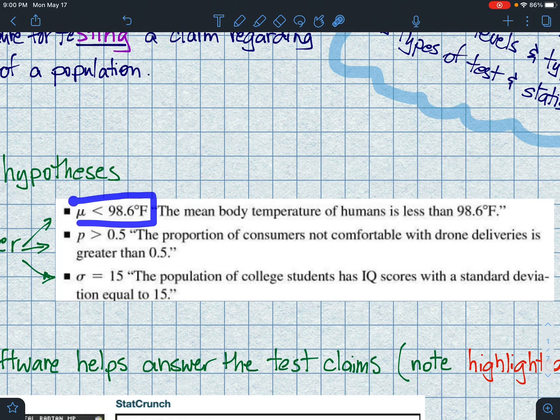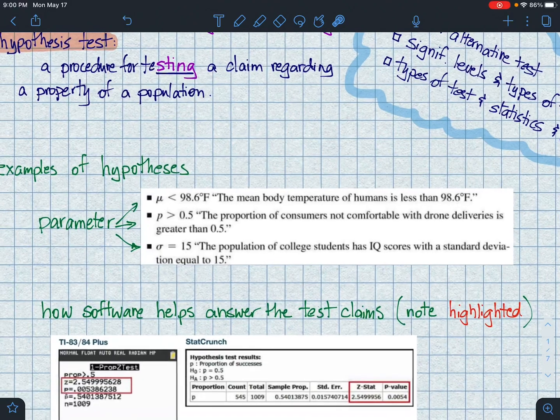This is called symbolic form. This is kind of like the English explanation. The one this chapter deals with a lot is the proportion of consumers who are not comfortable with drone deliveries greater than 0.5. Or we could choose a standard deviation one. Okay, so those are three options for claims.